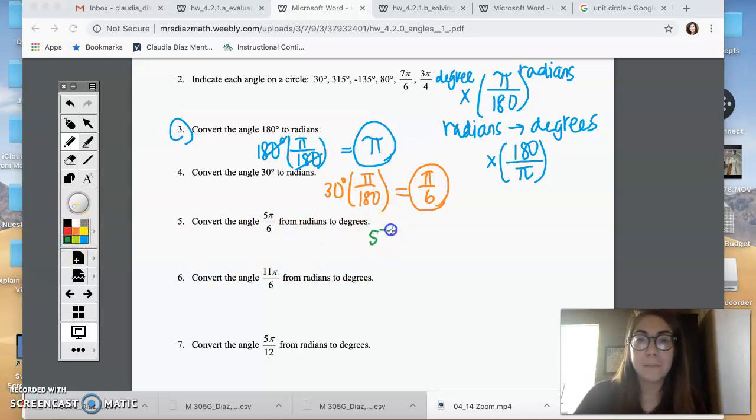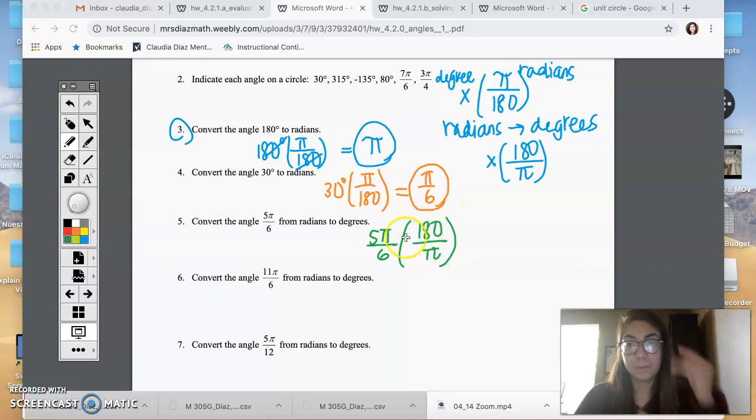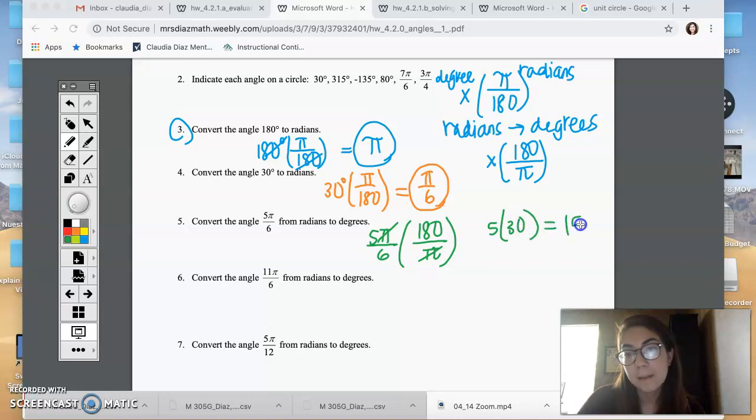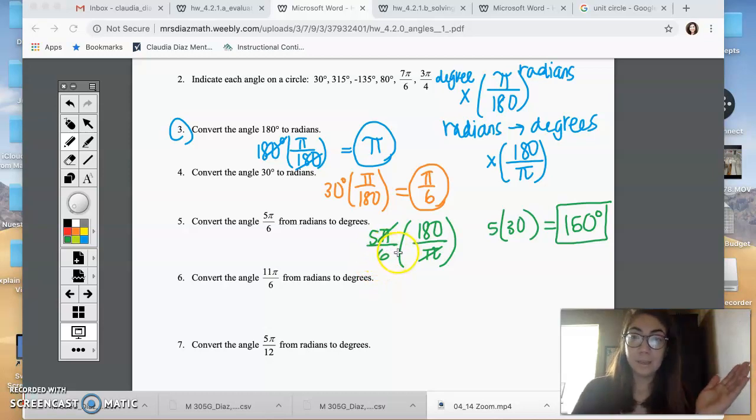So we have 5 pi over 6, and we're going to multiply by 180 over pi. So remember to take the reciprocal. The pi's cancel, that's what we like to see. We know 180 divided by 6, well, that was the 30. So 5 times 30 gives us 150 degrees. And 5 pi over 6 again is on the unit circle. It's in the second quadrant, and it's at 150 degrees.